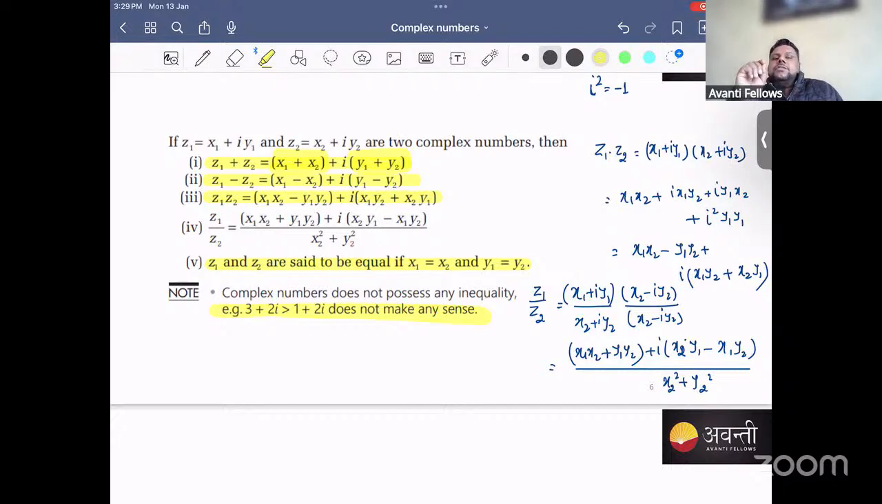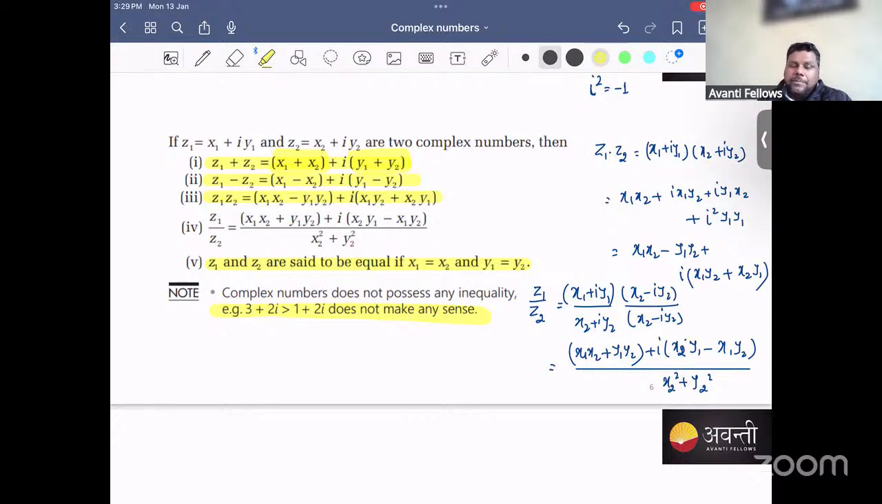What makes sense? See, 3 plus 2 iota is some point in the Argand plane. This 1 plus 2 iota is some other point in the Argand plane. Then what do you say? This point is greater than this point? That does not make any sense. Getting my point? So two complex numbers we cannot compare.